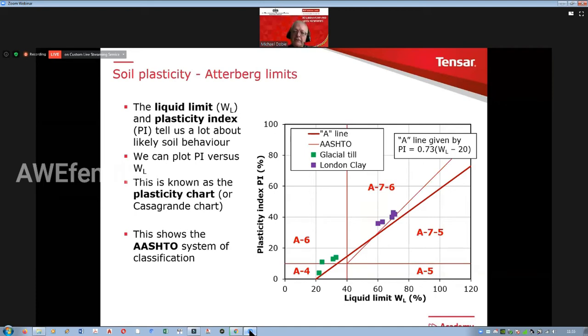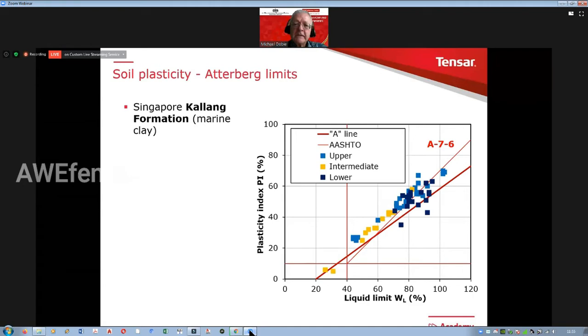One other system which we can sometimes come across is the AASHTO classification. It's generally very similar to a CH soil from the other system. Here's the diagram showing you what the marine clay looks like. The marine clay is a clay.